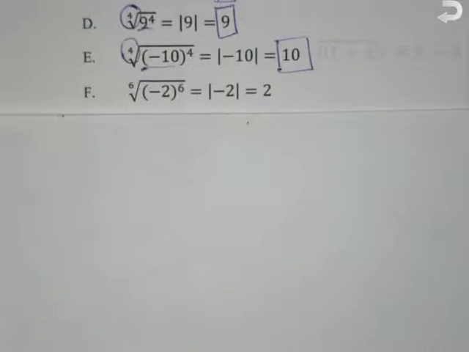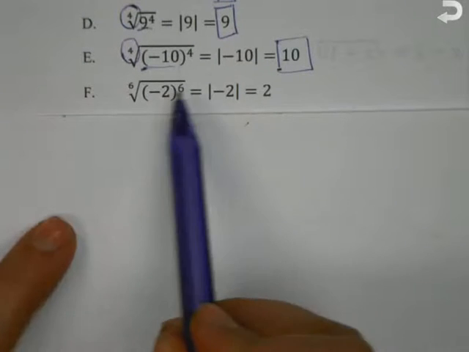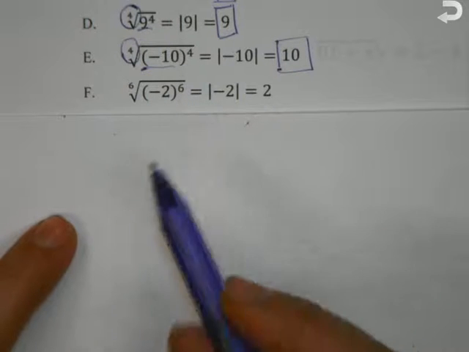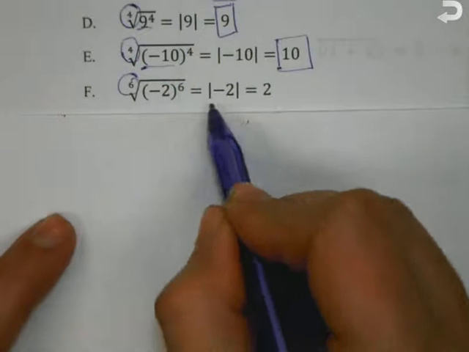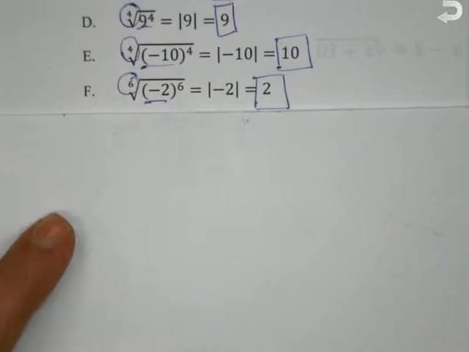6th root of negative 2 to the 6th. Is my index even? Yes, it is 6. So my answer is the absolute value of negative 2, which is positive 2. One more.